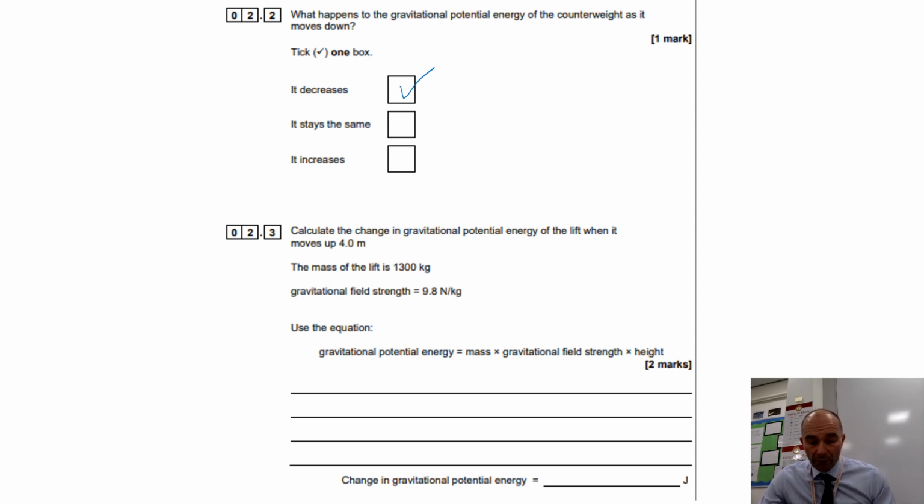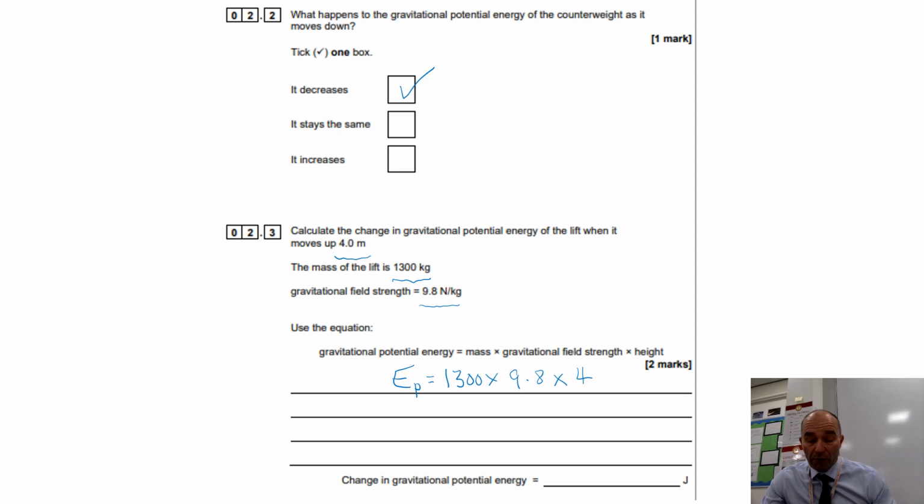And then 2.3, back to our maths question. Calculate the change in the gravitational potential energy of the lift when it moves 4 meters. So we've got a change in height of 4 meters, we've got a mass of 1300 kilograms, and in these kinds of questions they generally always give you the gravitational field strength. We've got 3 numbers to use, and we just need to substitute them into our equation. So we've got energy, EP, equals mass, 1300, multiplied by 9.8, gravitational field strength, multiplied by 4, our change in height.